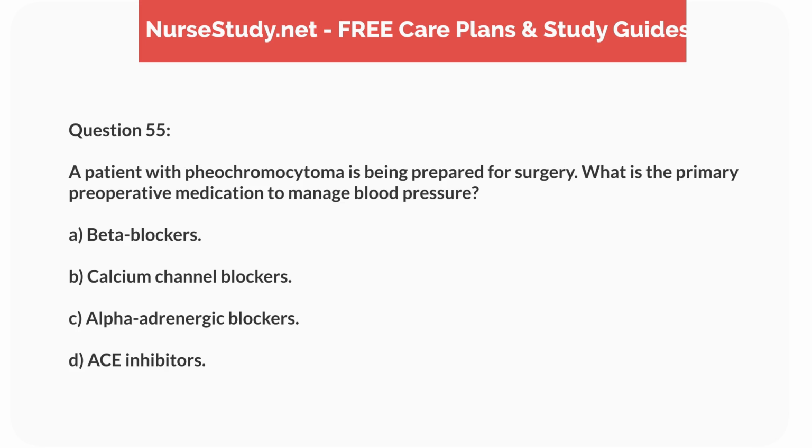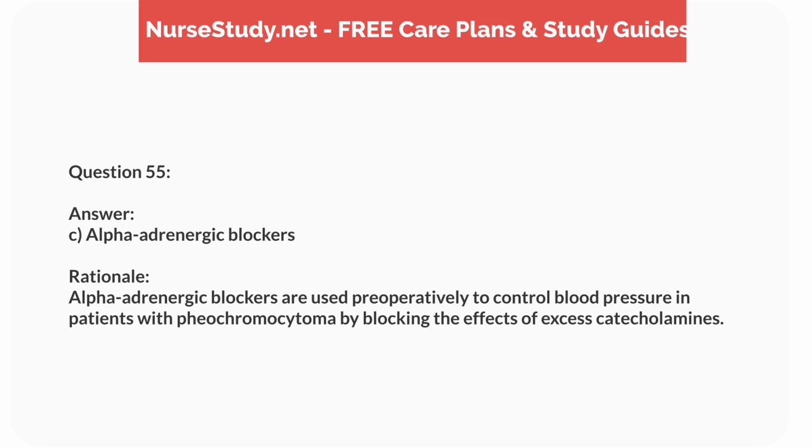Question 55. A patient with pheochromocytoma is being prepared for surgery. What is the primary preoperative medication to manage blood pressure? A. Beta blockers. B. Calcium channel blockers. C. Alpha-adrenergic blockers. D. ACE inhibitors. Answer: C. Alpha-adrenergic blockers. Rationale: Alpha-adrenergic blockers are used preoperatively to control blood pressure in patients with pheochromocytoma by blocking the effects of excess catecholamines.